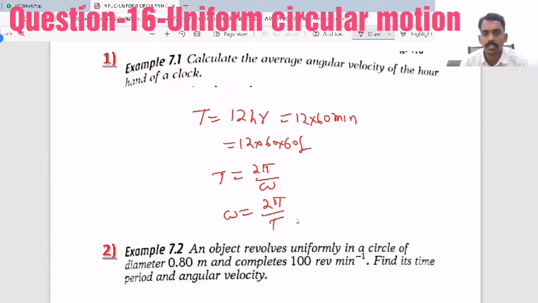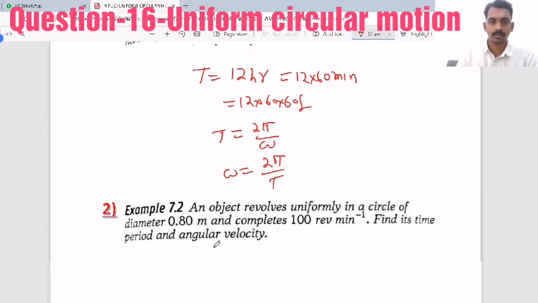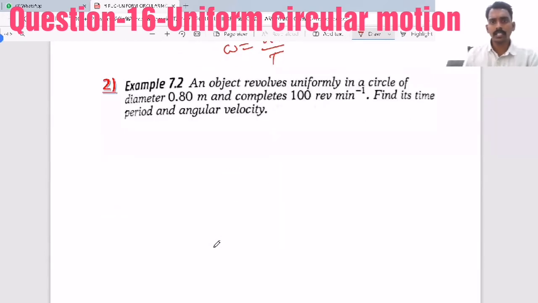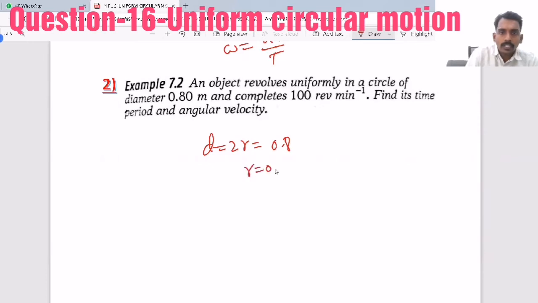If they are asking in terms of seconds, you substitute seconds. If they are asking in terms of per minute, then substitute in terms of minutes, depending on the given options. Now, an object revolves uniformly in a circle of diameter. So they have given the diameter. Diameter is nothing but 2 times radius, that is 0.2, so the radius is 0.4.